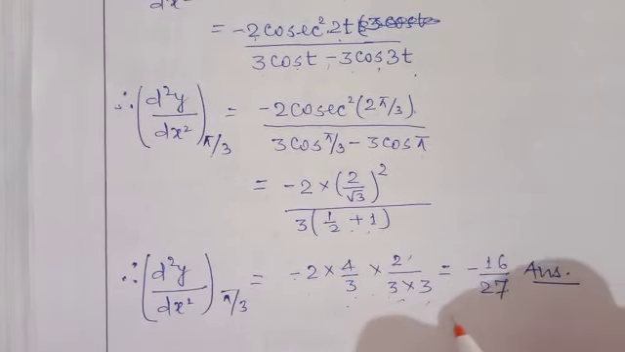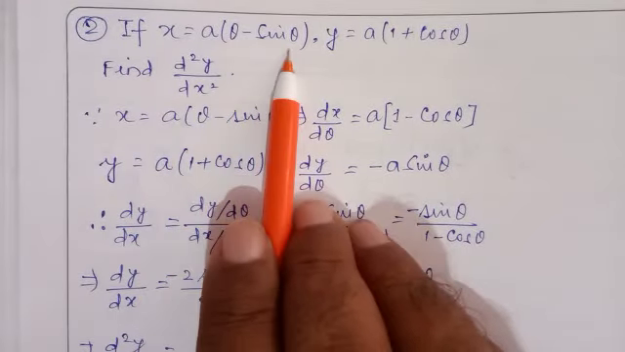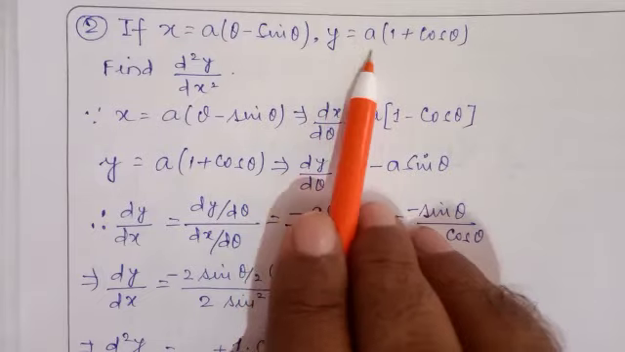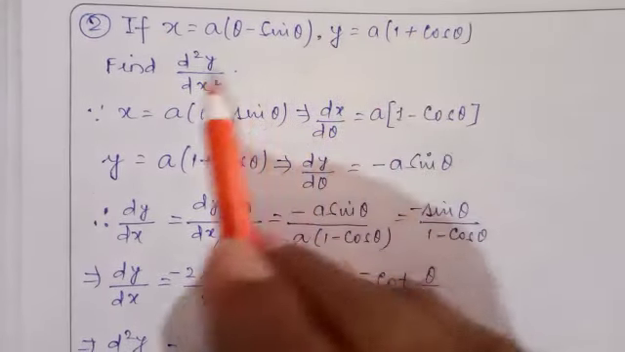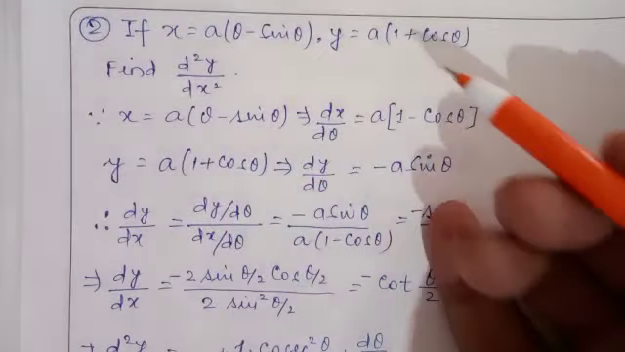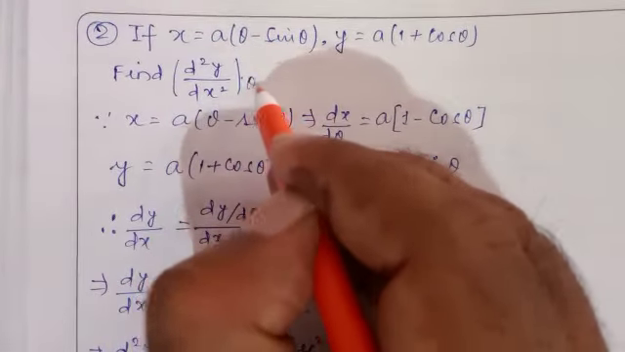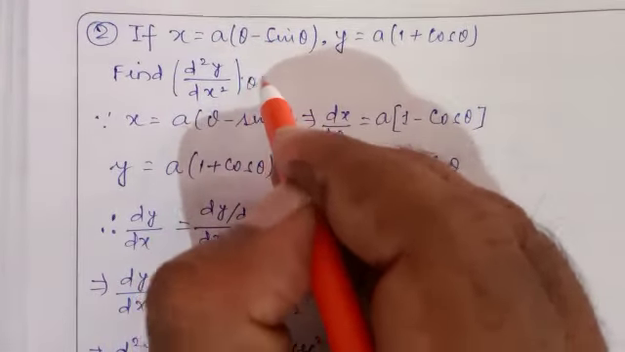Now see the next question. The next question is quite simple. If x is equal to a into (theta minus sin theta) and y is equal to a into (1 plus cos theta), then find d2y by dx square at pi by 2, meaning theta is equal to pi by 2.